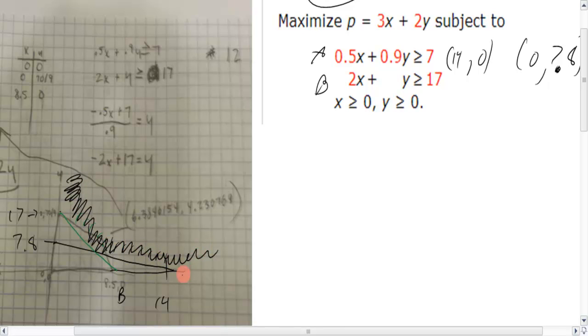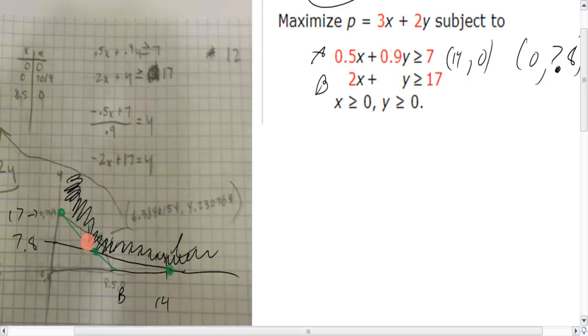Okay, so now what we have to do is just say the question is asking us to maximize. So yes, we can look for corner points. We could say we've got a corner point right here where it hits the axis. We have a corner point where the two graphs intersect. We have another corner point there where it hits the axis. But we have to ask, are these points going to be the maximum?